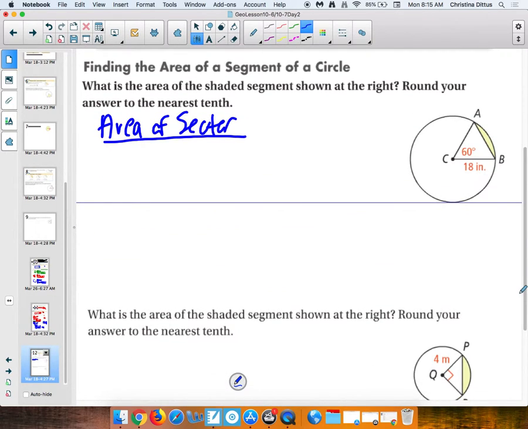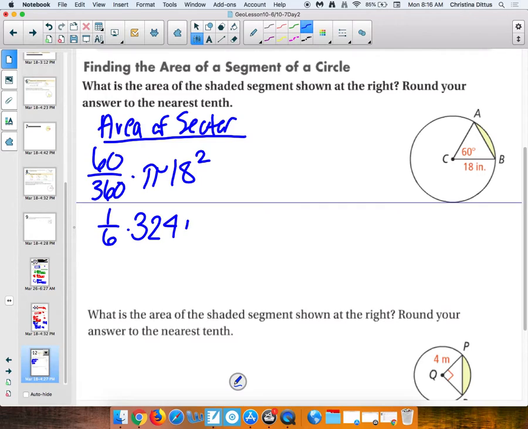What degree measurement am I going to use? 60. So I've got 60 over 360 times, now talking area, pi r squared. So what am I going to use for r? 18. So I've got pi 18 squared. The fraction 60 over 360 is 1/6. What is 18 squared? 324.